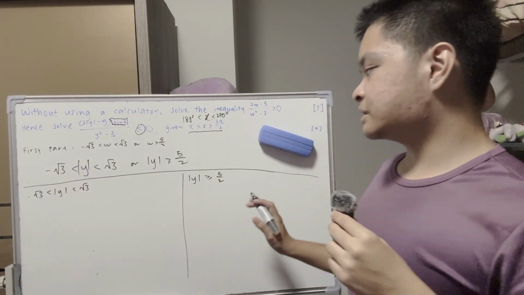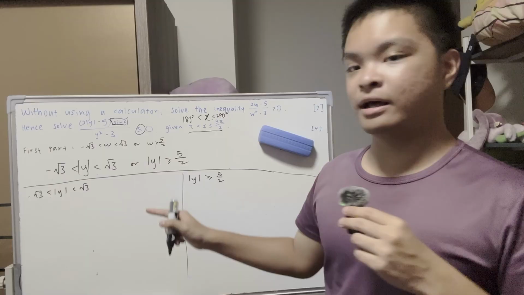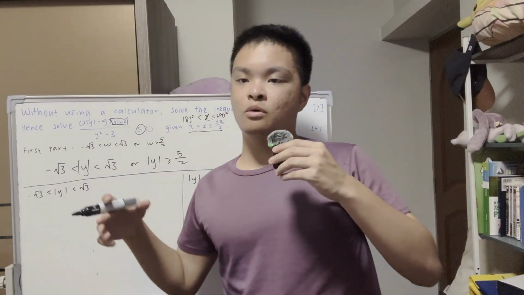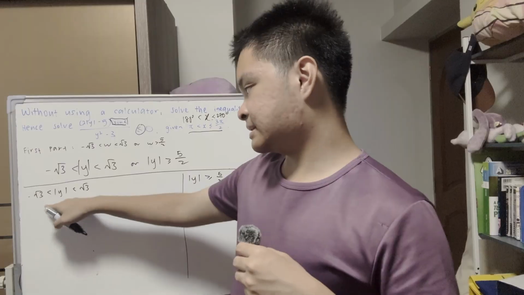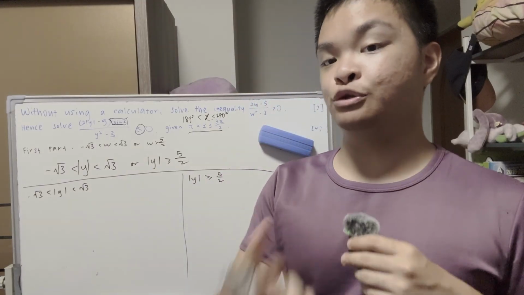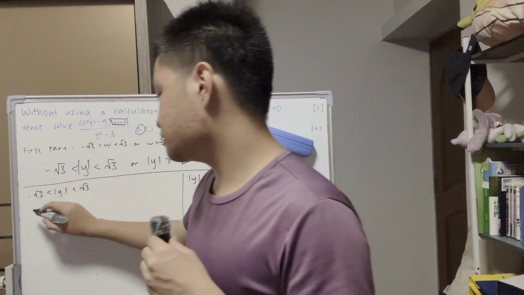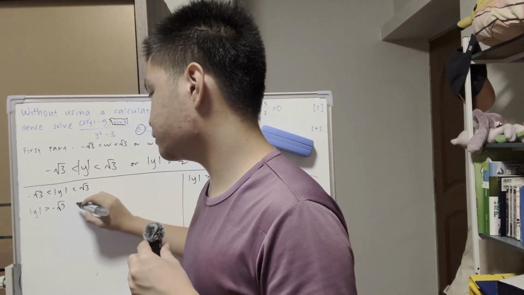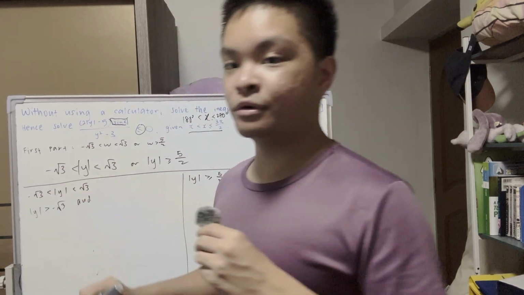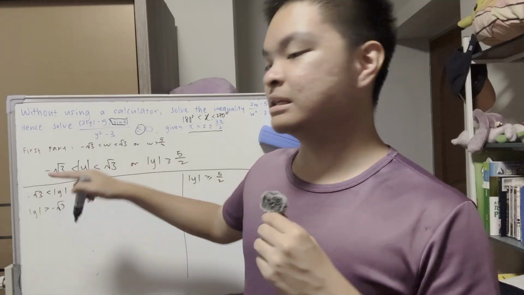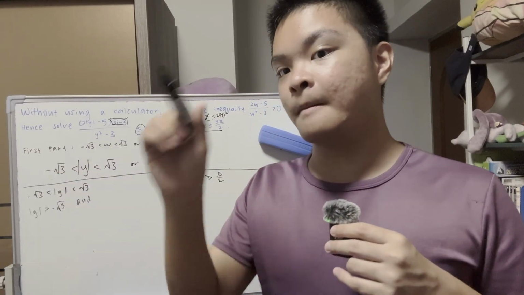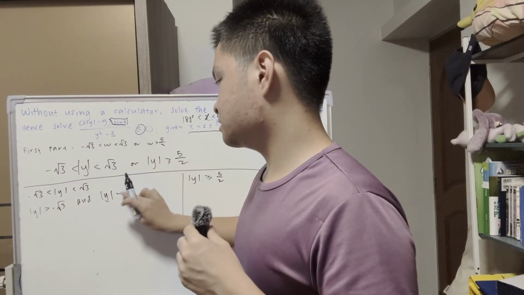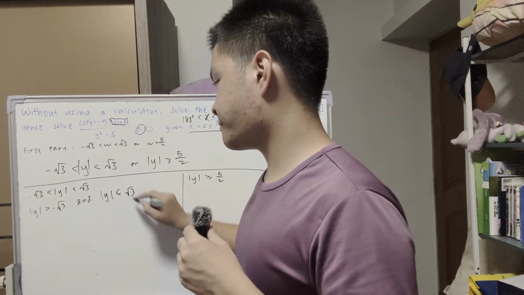Okay, so I've separated the two cases that we're going to look at. Let's take a look at this one first. So we can actually split this inequality into two parts. So let's do that. So this will be modulus y is more than negative square root 3, but instead of an or, we put an and, because in this case the modulus y is satisfying both conditions. And modulus y is less than square root 3.